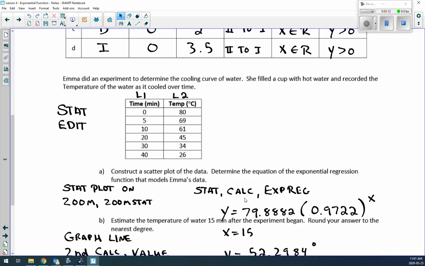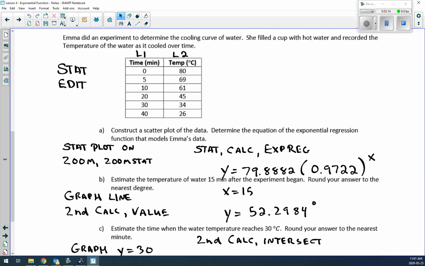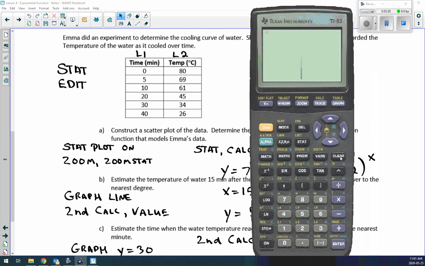Okay, now what we can do is we can actually do regression on this one also. So what we have is we have L1, which is time, and the temp of hot water. So as it sits over time, it cools down. Okay, so let's grab our calculator, get rid of this graph here. We can go to y equals, make sure we get rid of that equation. We don't want that in there.